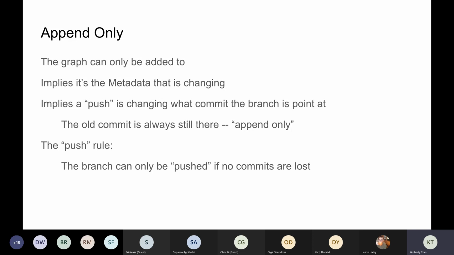So this leads to what I'm calling the push rule. When you push a branch, the branch can only be pushed if no commits are lost. What that means is if you modify the branch to point to a new commit, you must be able to access the old commit from that new branch. If you can't, then that commit is lost. So sometimes when you push, it will refuse to push because doing so would cause essentially data loss. Commits would not really be reachable. Okay, so that's a key idea behind this presentation, this push rule.